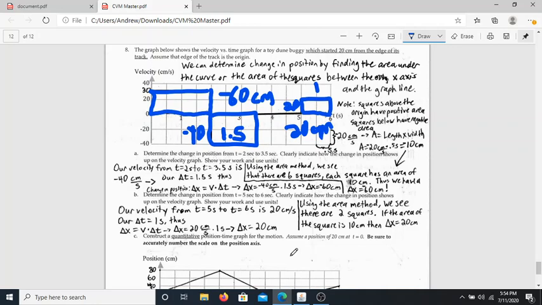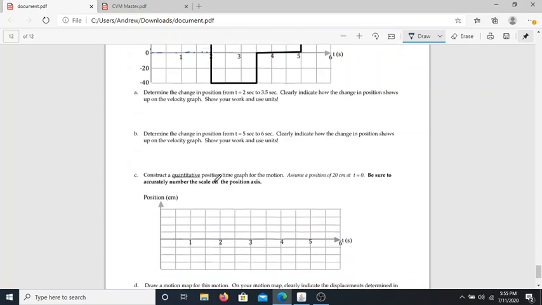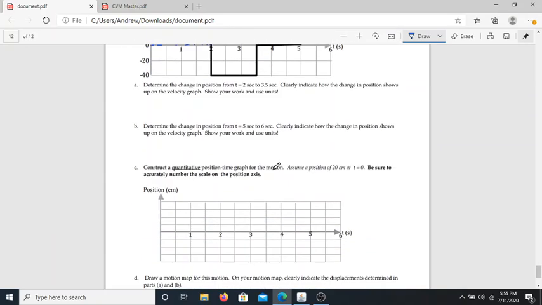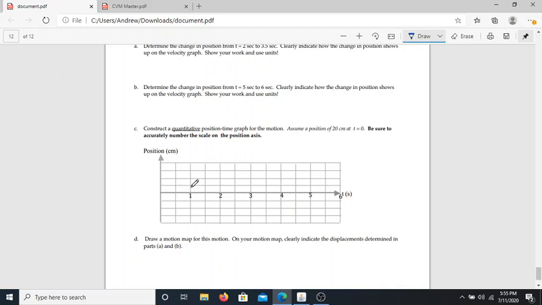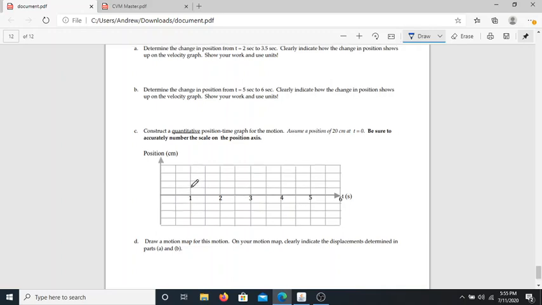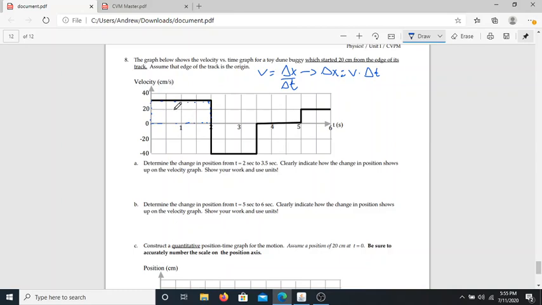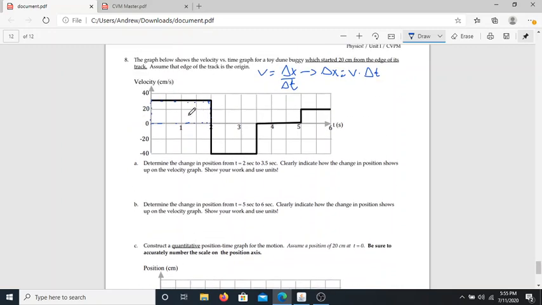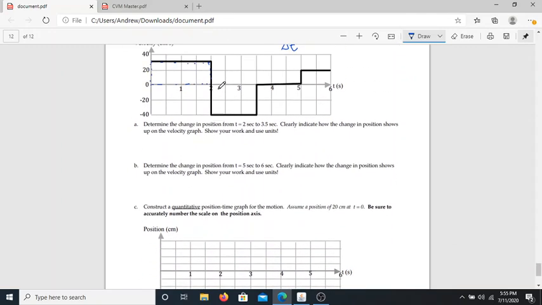All right? So the very last thing I want you to do is, now that we know some stuff about these sections, you're going to literally draw a position time graph using what we know, using the delta x from these sections. Okay? So you're going to actually work backwards this time and draw a position time graph based off of the information you can find in this graph.